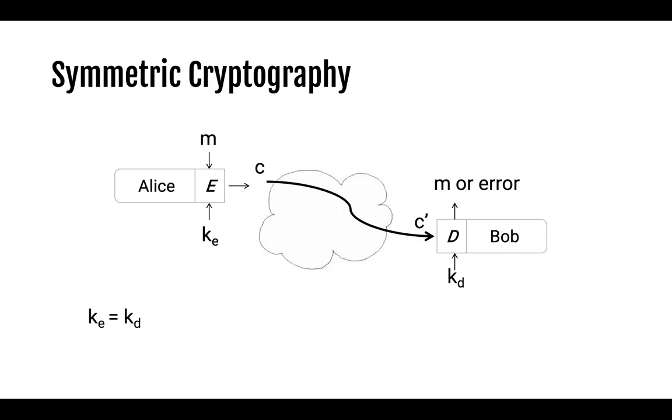So for example, the Caesar cipher, what we just talked about, is symmetric cryptography, right? Because the key that you use to encrypt the message is the same key that you use to decrypt the message, which is the number, the distance, the value that you want to shift for those letters.